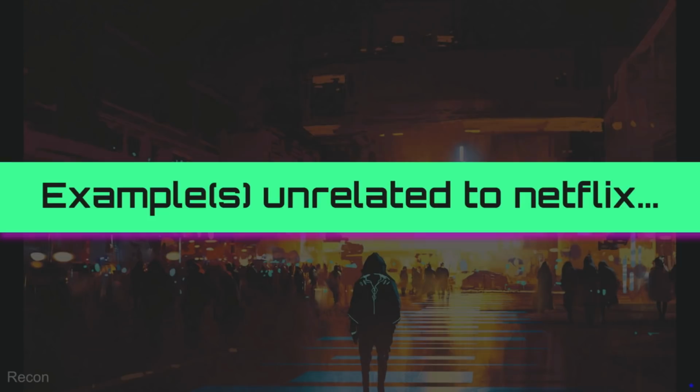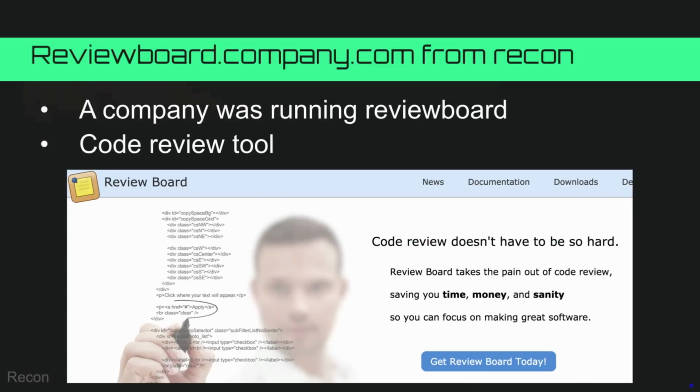Awesome. So now we're going to cover a bunch of real-world examples that I've used in bug bounties that are unrelated to Netflix or Jenkins or anything that we've talked about so far. What I want to show here is that this process is actually relatively easy to do, and I've done it a couple of times. So basically, there's some company that was running a piece of software called ReviewBoard. They were running it at reviewboard.company.com that I was able to find through recon.